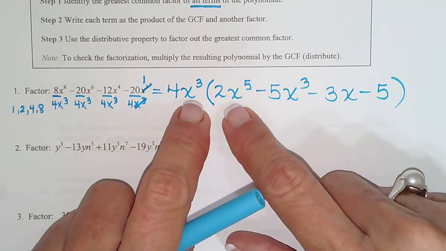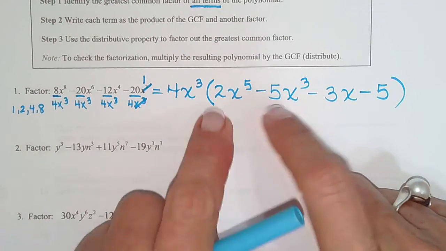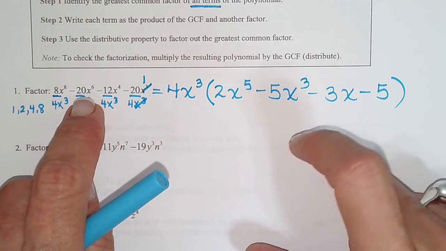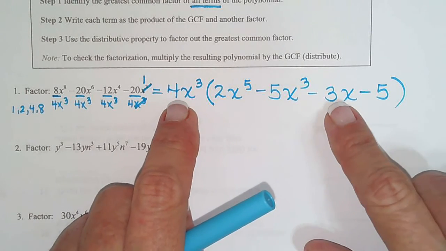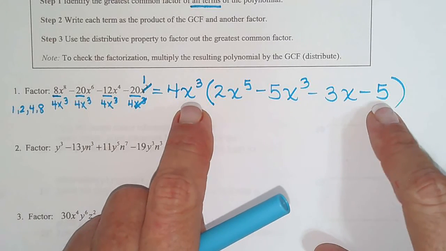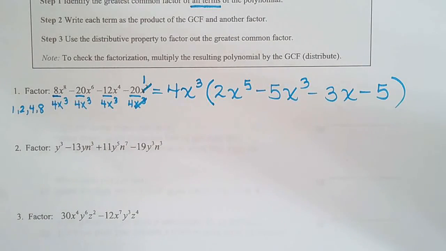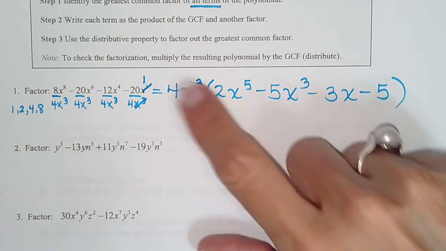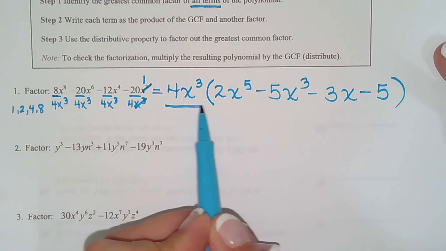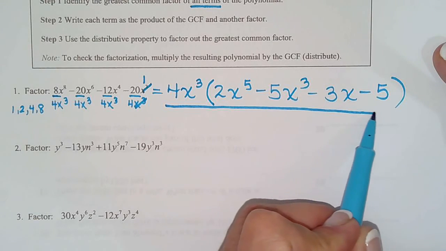8, 3 plus 5, x to the 8th. Boom. Negative 20, x to the 6th. There it is. Negative 12, x to the 4th. And negative 20x cubed. And I tell students you can save so many points on the test by just doing that little simple 10-second check. Multiply what you just wrote for your answer, and you should always get back to the original problem.